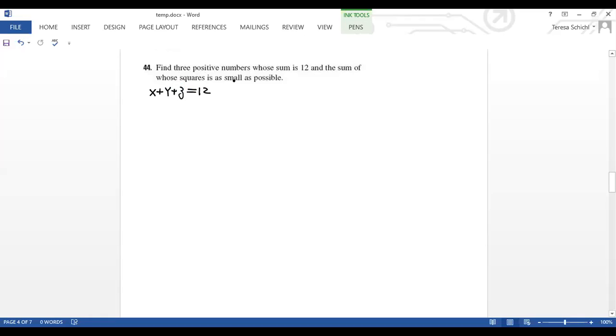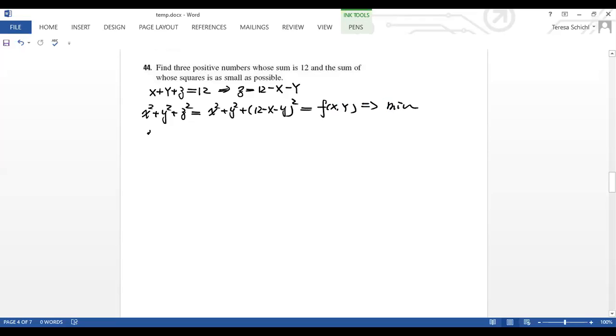Okay, now the sum of the squares. I know the z is equal to 12 minus x minus y here, right? So the sum of the squares will be the smallest, so it's x squared plus y squared plus z squared. This we want to minimize, right? So this will be x squared plus y squared plus 12 minus x minus y squared. I can call this f of xy. I want to minimize, right? Okay, so when you want to minimize, what do you do? We do the partial derivatives, right?